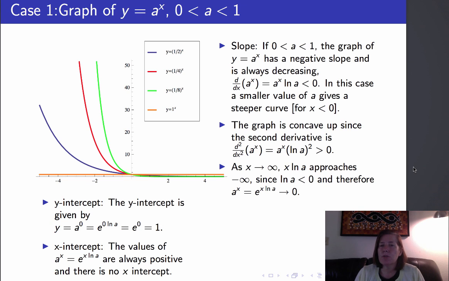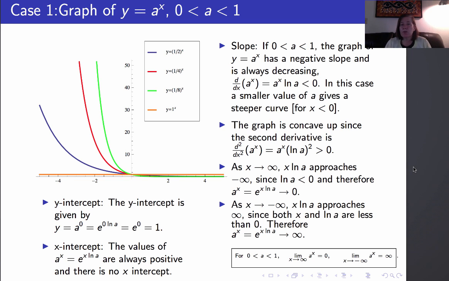As x approaches infinity, x times the natural log of a is negative, but increasing without bound, so it's approaching negative infinity. And therefore, a to the x, which is e to the x times the natural log of a, approaches 0.